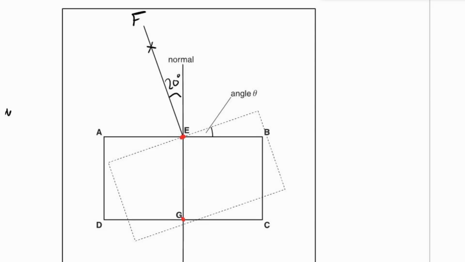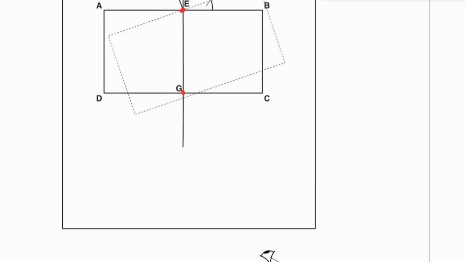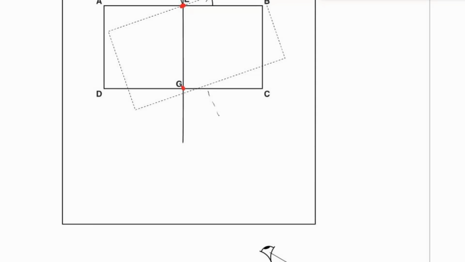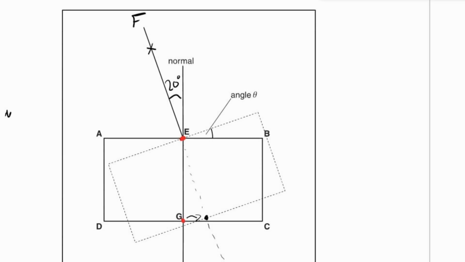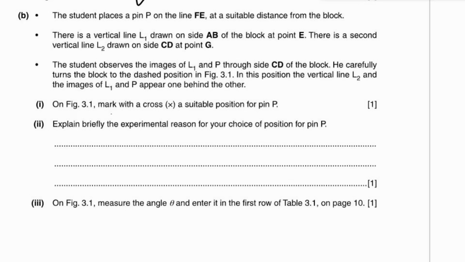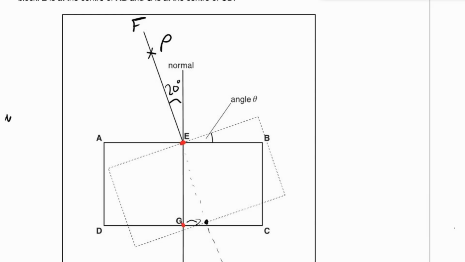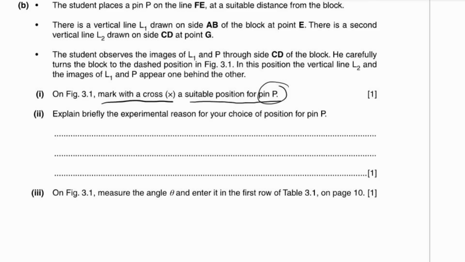Now what they're actually saying is when viewed from this eye down here, when the block is turned, and this point moves to there, then it will appear as if all these points are in a row. This point G, which is the line, this point E, which is the line, and the pin over by F, which is marked X. Okay, now just looking at this question again, it says mark with a cross, which we did, a suitable position for pin P. So let's label this pin as P. There we go. 2. Explain briefly the experimental reason for your choice of position for pin P.